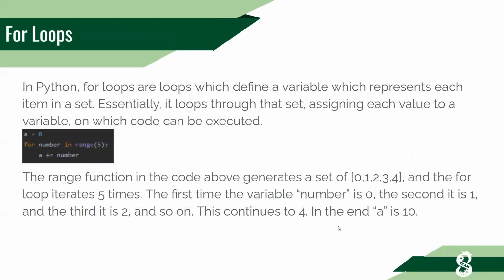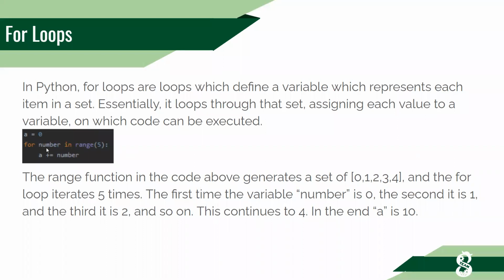Other than while loops, there are for loops. These are a bit more complicated and might take a bit more time to understand, but I'm going to try it here. So for loops define a variable which represents each item in a set. Essentially, it loops through that set, assigning each value to a variable on which code can be executed. So that doesn't make sense at all, probably.